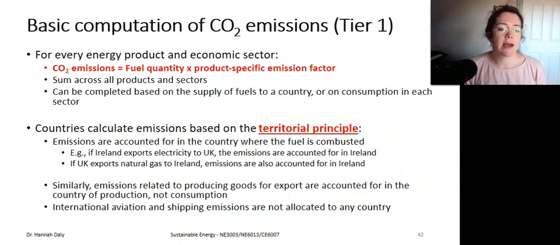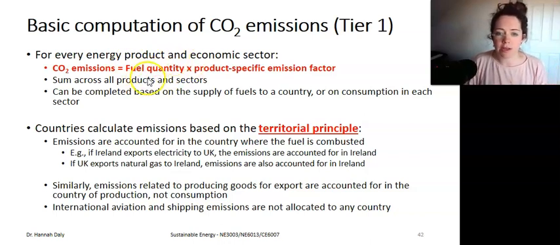So the basics of computation of CO2 in this tier 1 emissions methodology are very simple. For every fossil fuel product, down to different types of coal, different types of oil product, and different peat and natural gas products, and for every economic sector, we multiply the quantity by this product specific emission factor. An emission factor is simply the emissions per unit of fuel quantity.